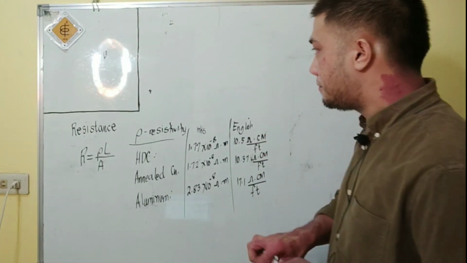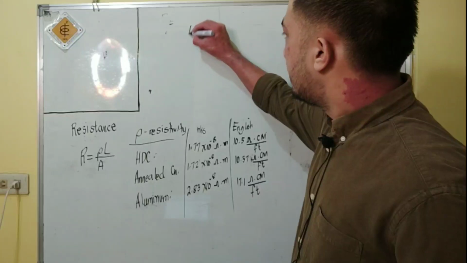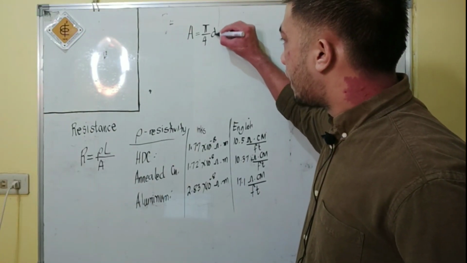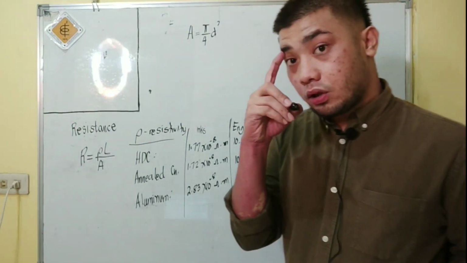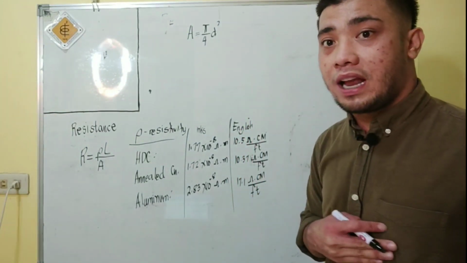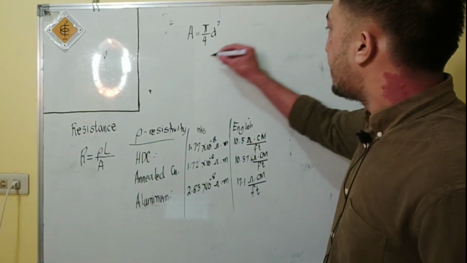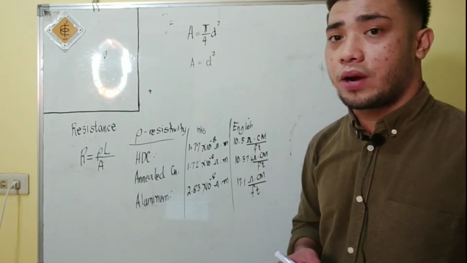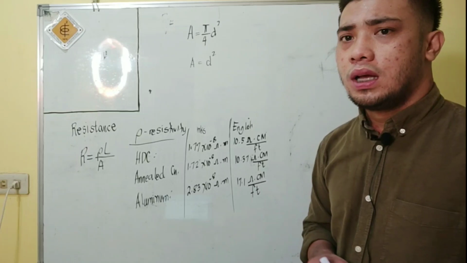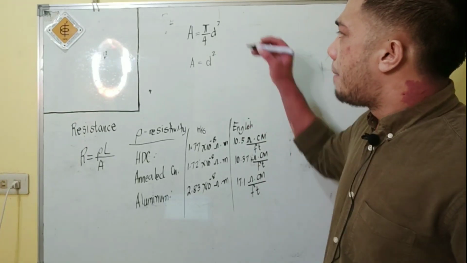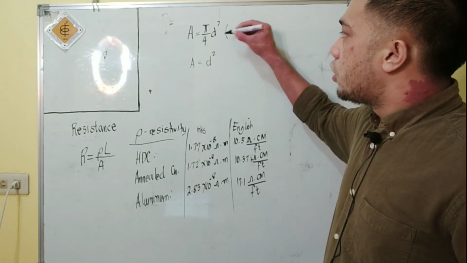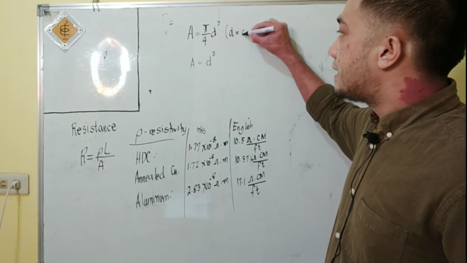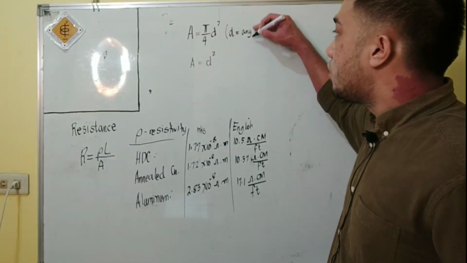So for the area, we have a formula of pi over 4 d squared. I'll be introducing to you another formula for area. And another formula for area is equal to d squared. It's just d squared. What is the difference between the two? For the area which is equal to pi over 4 d squared, you can use this formula if your diameter is in any units.